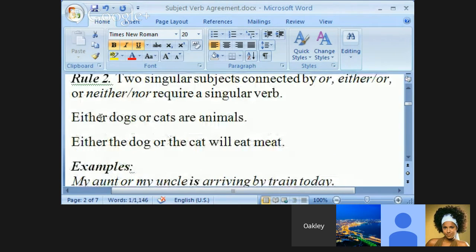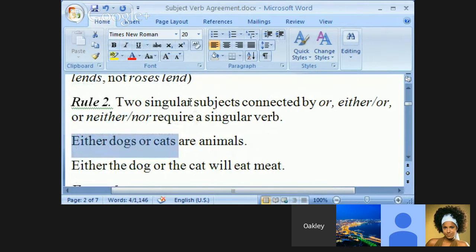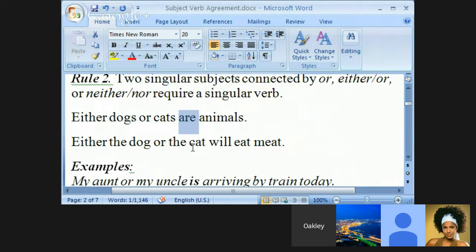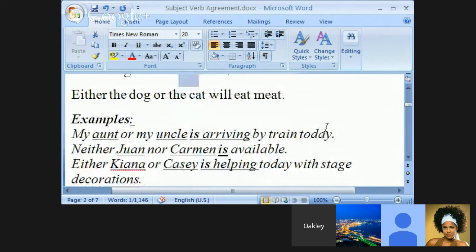Now earlier, you used plurals. Well, then that's fine to use. You're using two plural subjects connected by or, either, so that's the other part of rule 2. If your subjects are plural, then of course you're going to use the plural verb are. So it works both ways. Two singular subjects, singular verb. Two plural subjects, plural verb. Any questions? Carvalho, Anna? Anybody?